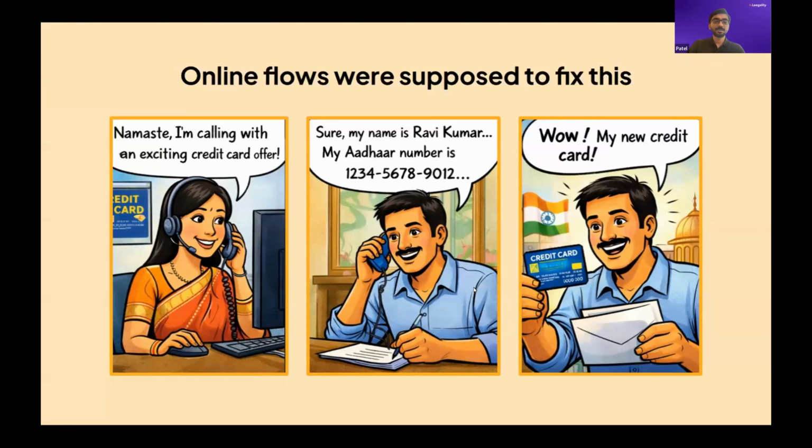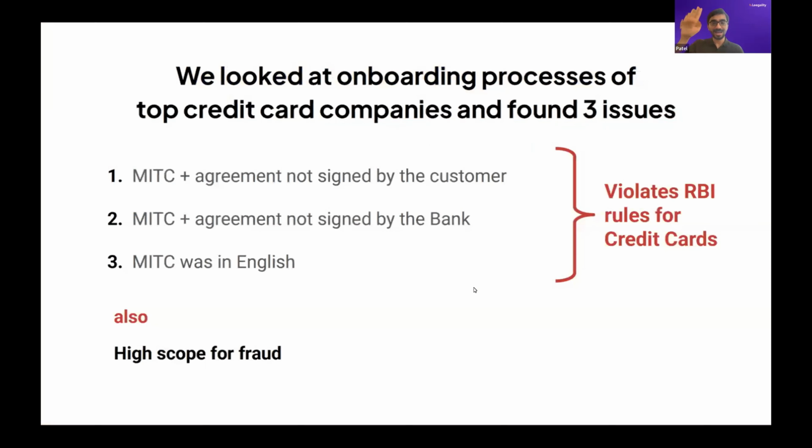Do you want a card? Sometimes you get a call from someone who's not even from your bank, a different bank, saying, hey, do you want a card? And there they guide you through the process completely digitally over phone. But these flows all have one thing in common, whether it's the app-based flow, the phygital flow, or the phone-based flow. What we've seen consistently is that these 3 flows usually violate RBI's rules on MITC and agreements.